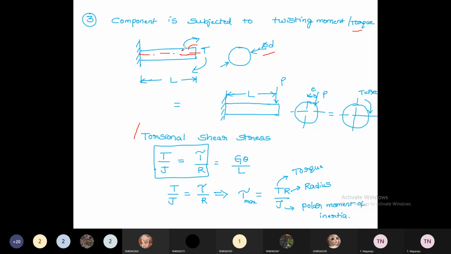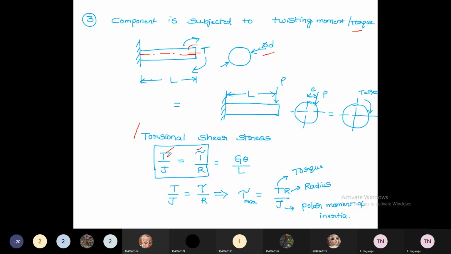For that, the torsional stresses can be calculated from the torsion equation, T by J is equal to tau by R, which is equal to G theta by L. This is the torsion equation. From this, we can calculate using the first and second relations, or first and third. You may use any one of them. But here the twisting moment is given, that's why it is better to use the first relation.